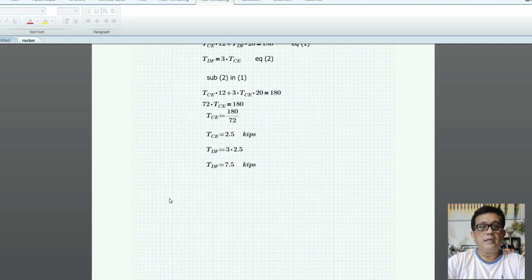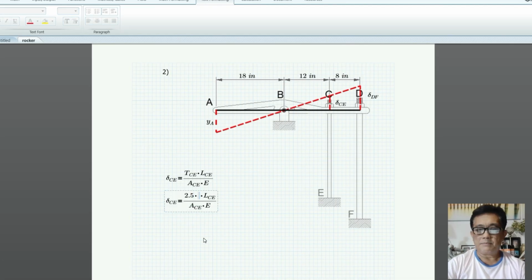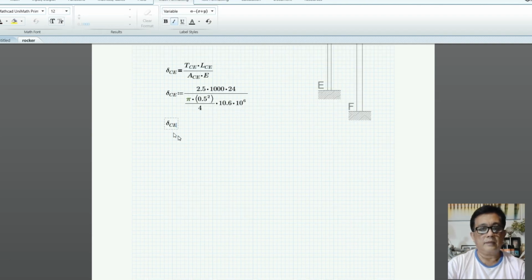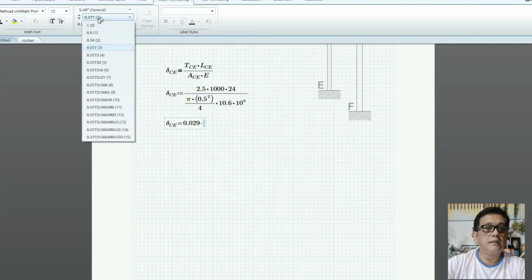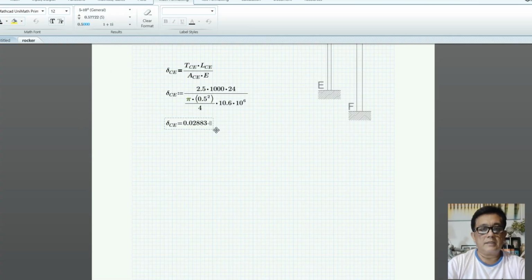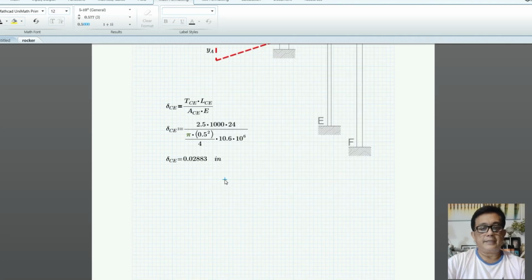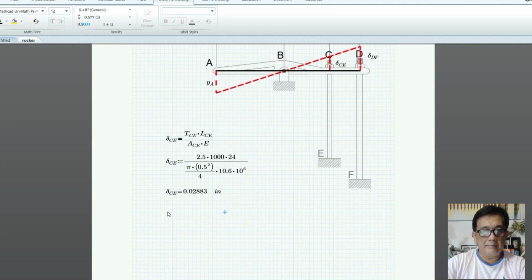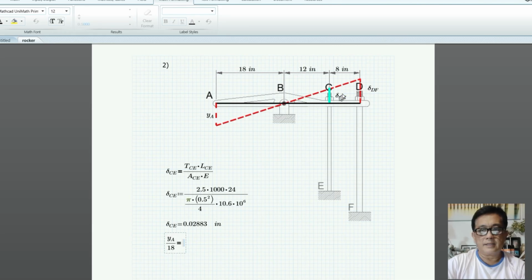T sub CE is 2.5 kips. Let's multiply this by 1,000 to convert that to pounds. Length is 24 inches. And area is pi times 0.5 or 1/2 squared over 4. And E is 10.6 times 10 to the 6. Delta CE is equal to 0.02883 inch. Let's use 5 decimals.